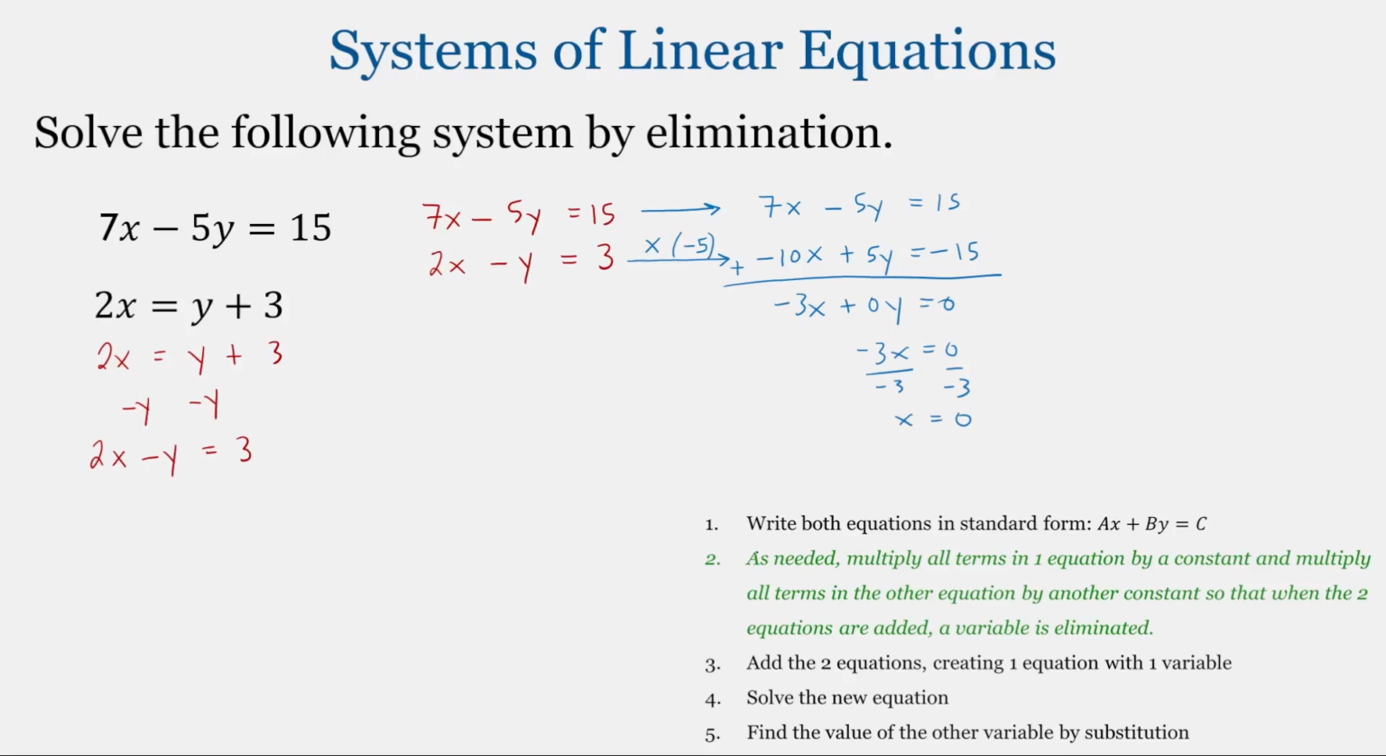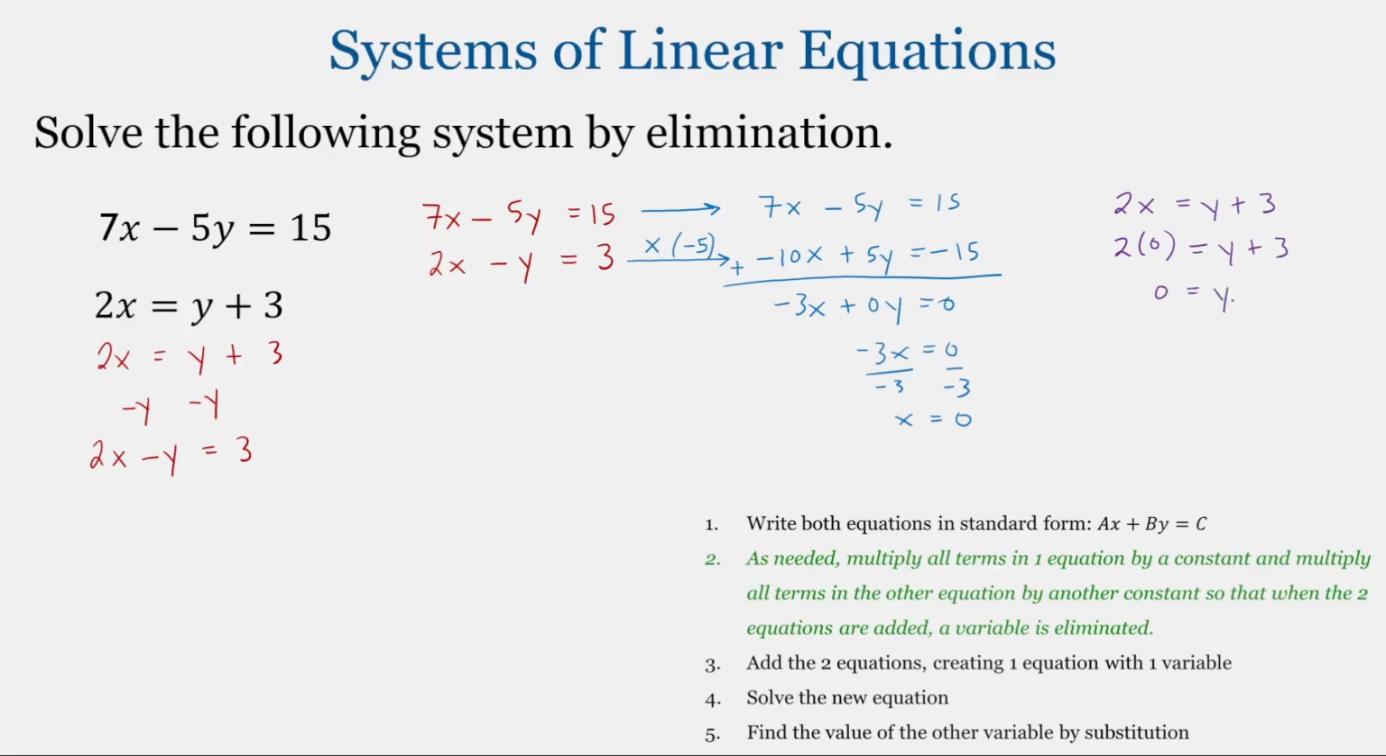Now we need to find the other variable using substitution. Going back to our original equations, you can pick either one. So I'm going to go ahead and pick this second equation, but it doesn't matter which one you choose. I will rewrite that equation. We have 2x equal to y plus 3. So where there is an x, we'll replace it with a 0. So 2 times 0 equal to y plus 3.